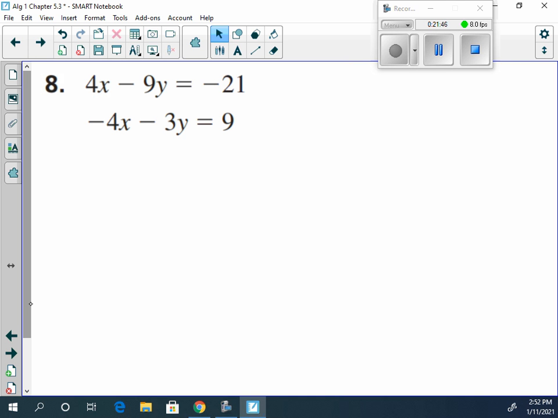Let's do this one here. So we have 4x minus 9y equals negative 21, and negative 4x minus 3y equals 9. So which one would be easier to eliminate? X. And the reason we're going to eliminate x is because they're the same number. It's going to be easier to work with if they're the same. Now, since the signs are opposite, we're going to add them together.